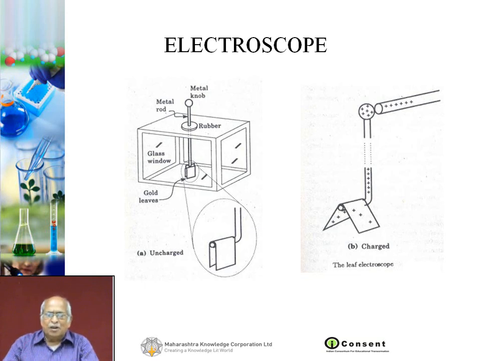The box is only to protect the leaves from air current, corrosion and so on. Now how this instrument can detect charge? If a charged glass rod is touched to the metal knob, that is shown at the right side, the charge on the glass rod will be given to the metal knob, and it is a metal rod, so charge will go to the gold leaves through the metal rod. Since the two leaves both acquire positive charge because of repulsion between similar charges, the leaves will diverge.